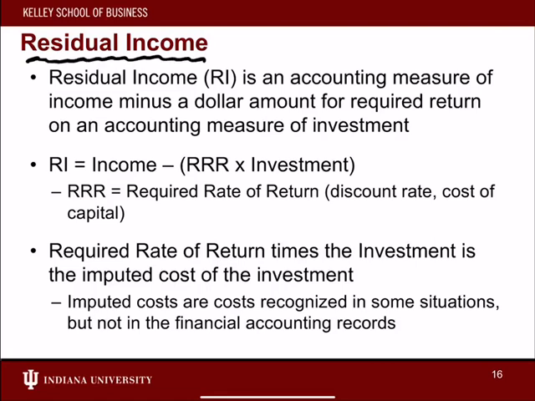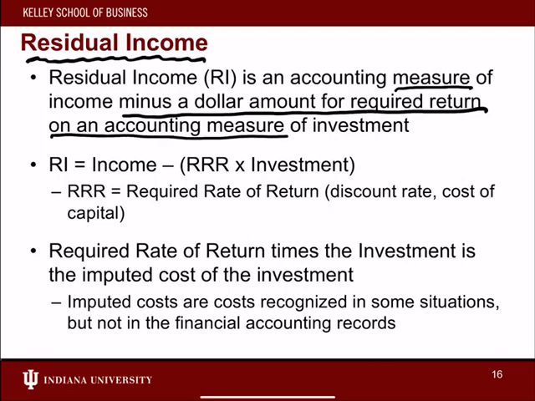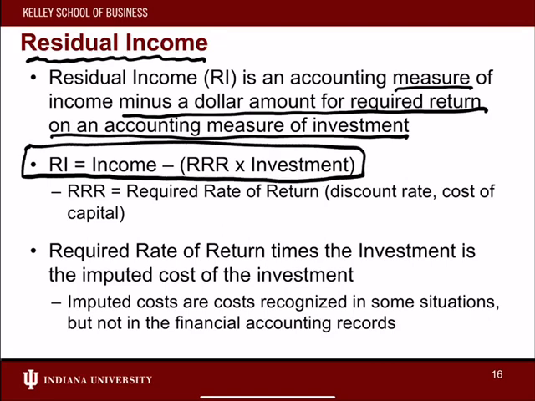This is the income measure minus a dollar amount for the required return on an accounting measure of investment. So what this means is RI is how much income a division or manager or subunit has after accounting for the charge that the company overall is placing on their assets. And the charge is this required rate of return.